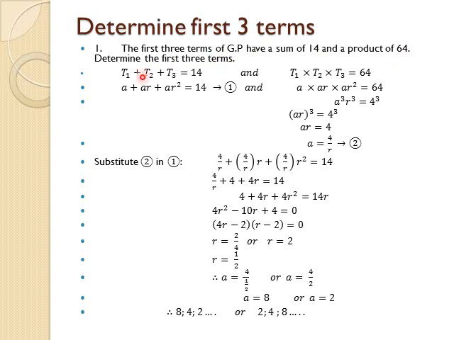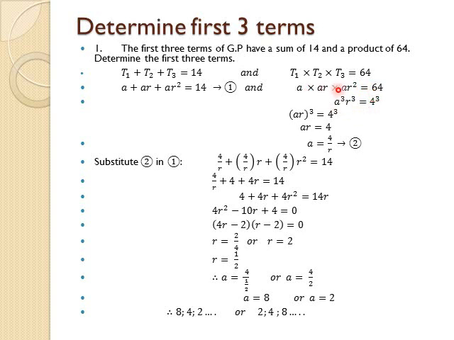Find the first three terms. So in short, term 1 plus term 2 plus term 3 equals 14, the sum. Product, I assume you remember, means multiplication from primary school. So if the first three terms multiplied, term 1 times term 2 times term 3, give me 64. Term 1 is A, term 2 is A times the common ratio, term 3 is A times common ratio squared, equal 14. For multiplication, A times AR times AR squared equals 64.